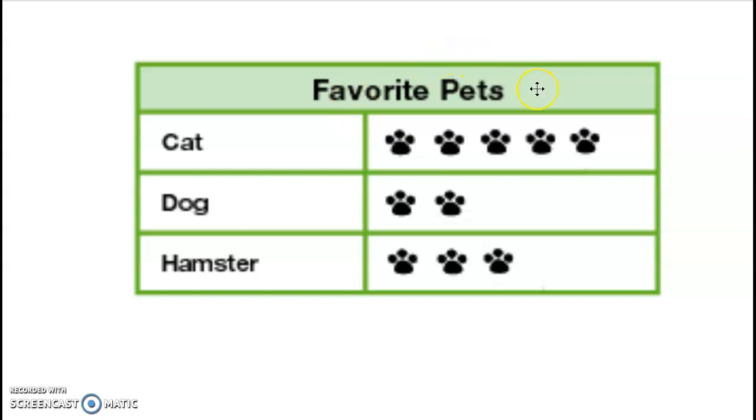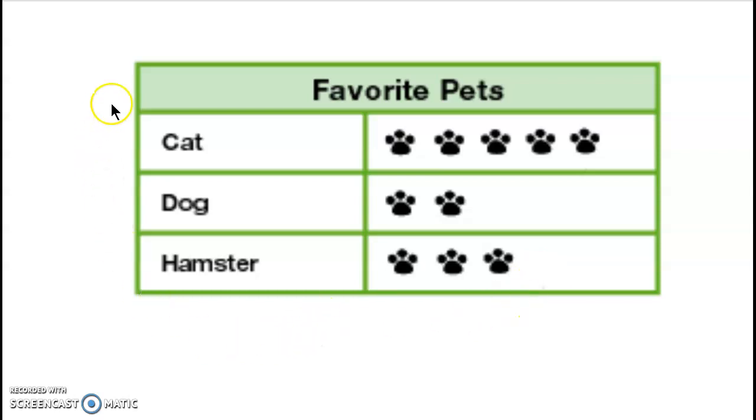So here, somebody asked a question about what your favorite pet was. And when they asked these people, they found out that 5 people liked cats as their favorite pet. Here we have dog, and we see that 2 people chose dogs. And for hamster, 1, 2, 3. And we call this a picture graph because instead of using numbers here, we are using pictures.